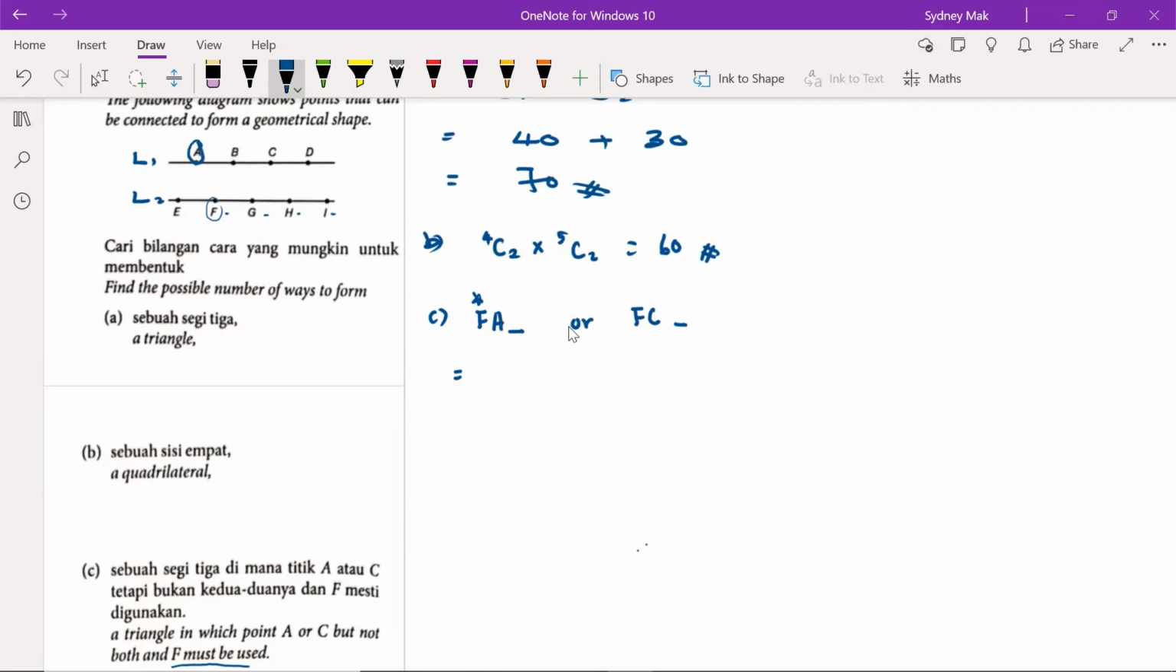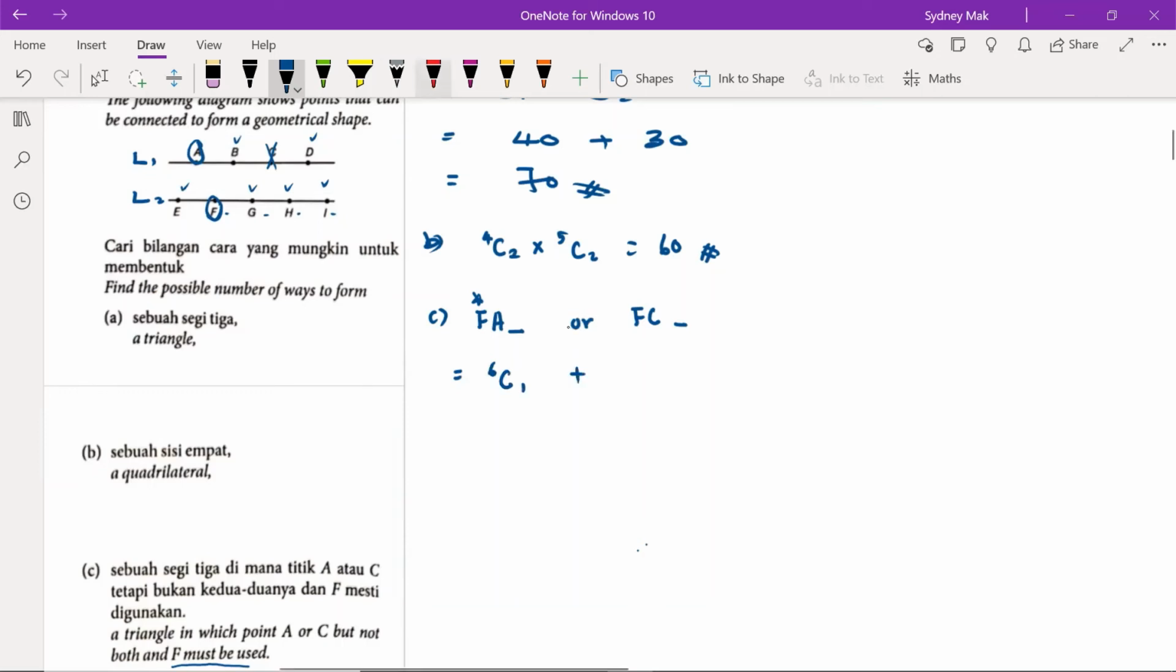If A must be chosen and F must be chosen, then when A is chosen, C cannot be chosen. So cross out the C. We're left with 1, 2, 3, 4, 5, 6, the remaining 6 points. So we just take 6C1. Or means plus.